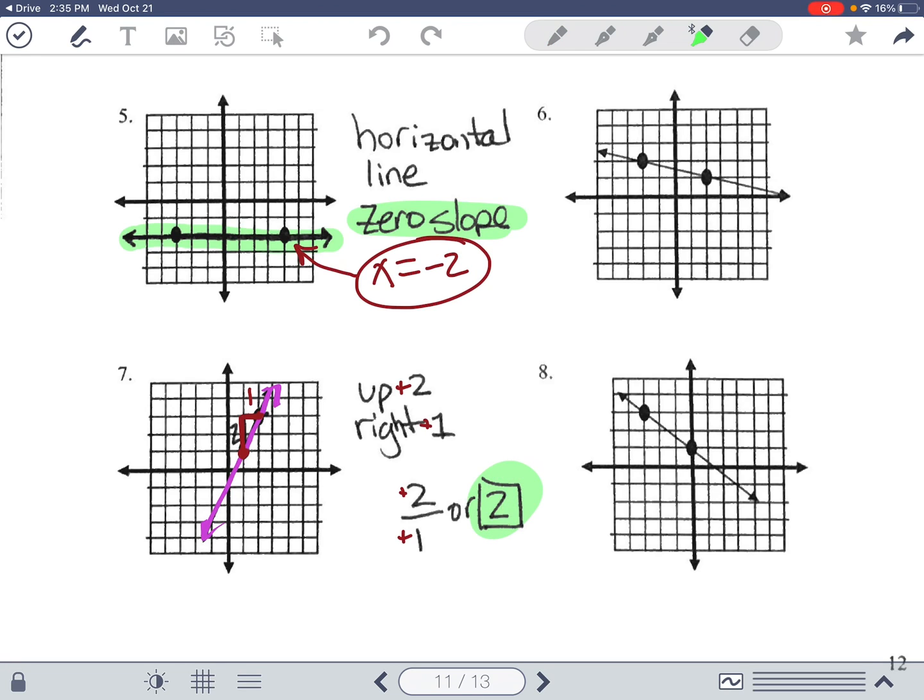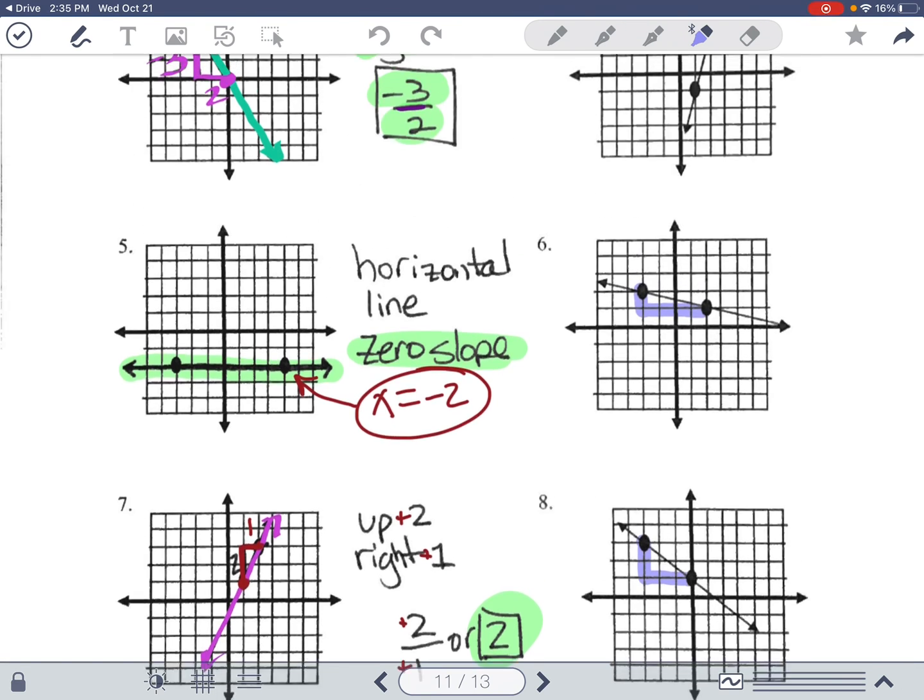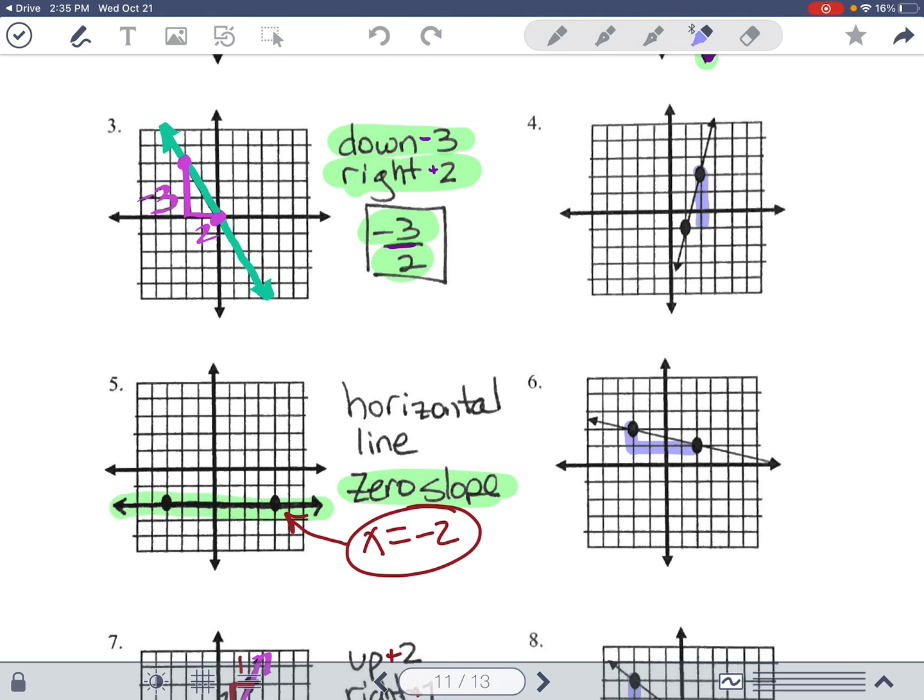So you guys should try calculating the slope of these, moving from one point to the next. Move vertically and then horizontally. A downward movement is negative. A movement to the left is also negative. Let me show you number 4.